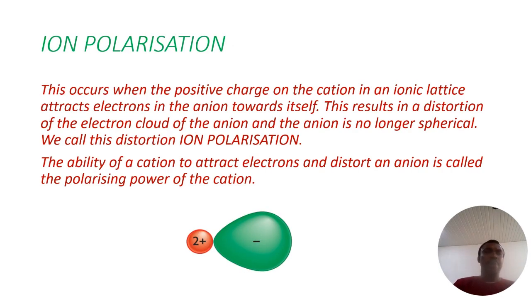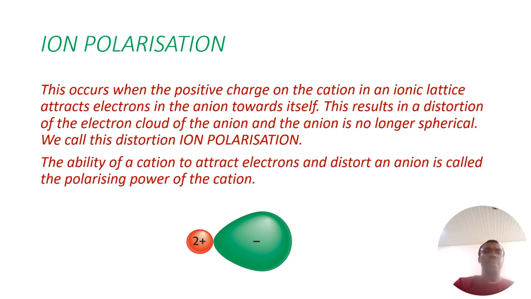So we're looking at ion polarization. When we talk about ion polarization, it occurs when the positive charge on the cation in an ionic lattice attracts electrons in the anion towards itself, which results in a distortion of the electron cloud of the anion, and the anion is no longer spherical. It distorts the shape of the anion. So we call this distortion ion polarization.